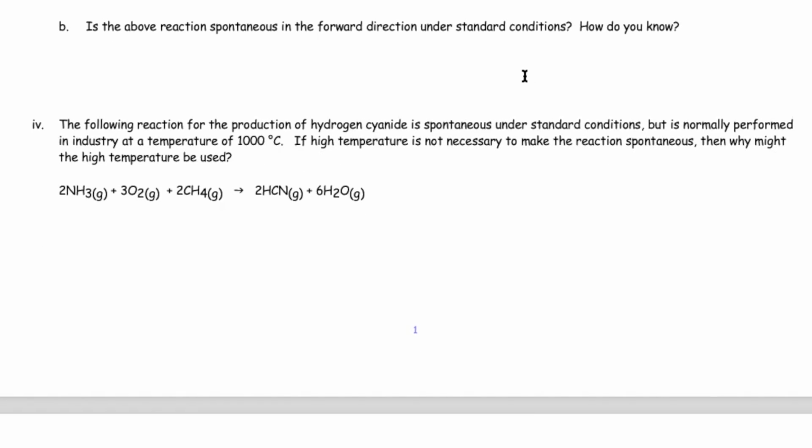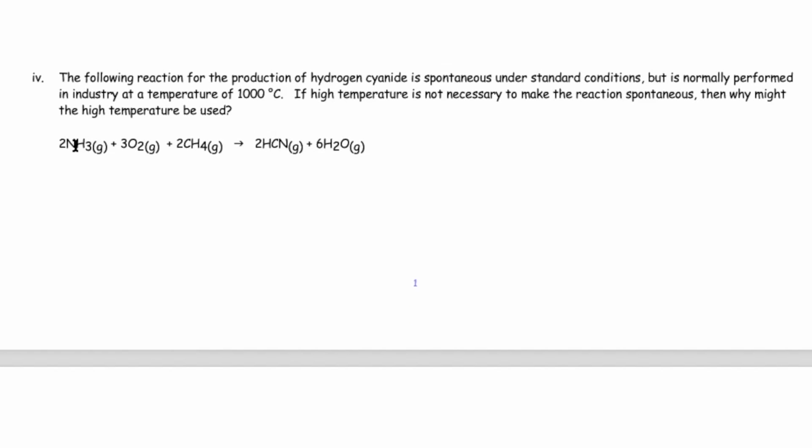Is the above reaction spontaneous in the forward direction under standard state conditions? And again, you're just trying to confirm whether delta G is negative. If delta G is negative, it's spontaneous in the forward direction. This right here has to do with this reaction. And yeah, hydrogen cyanide's there, but you don't need that value to calculate this. The question is, why would you drive this reaction at higher temperature, even though delta G becomes more positive, becomes less favorable at high temperature?